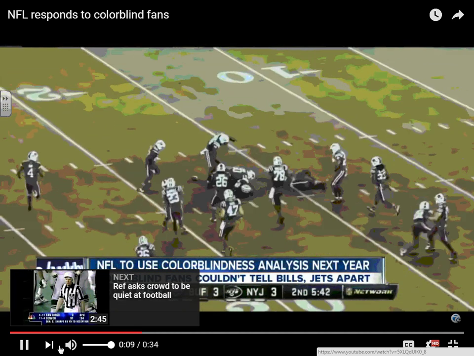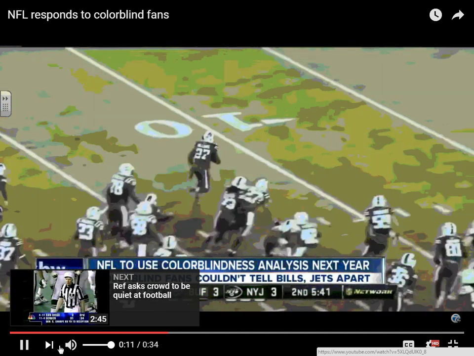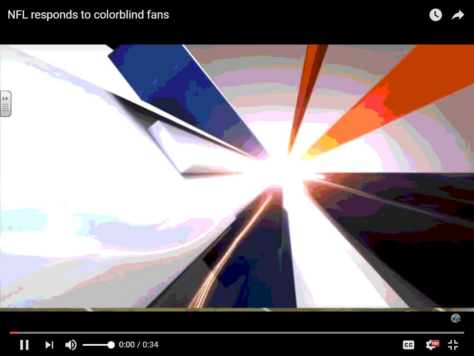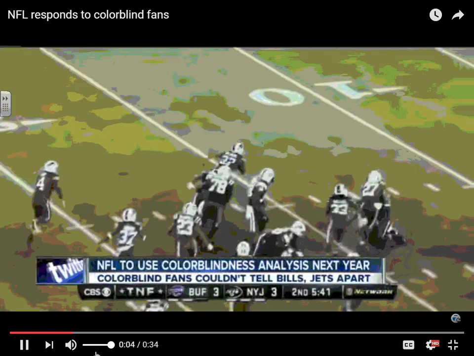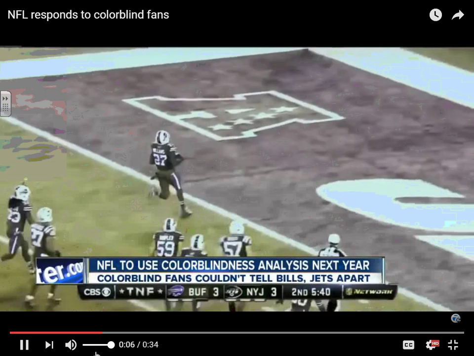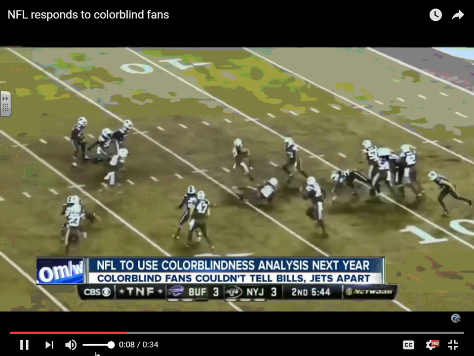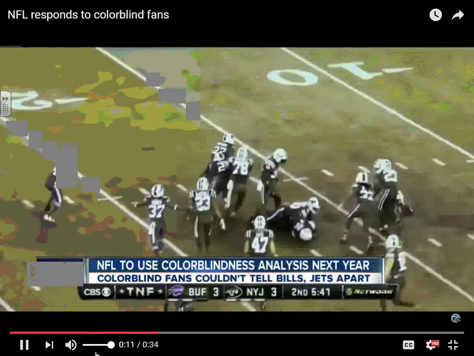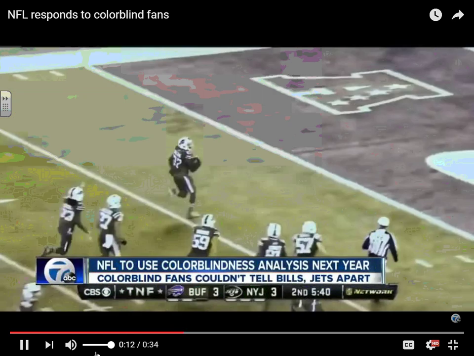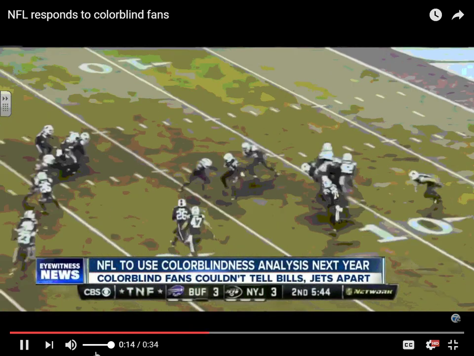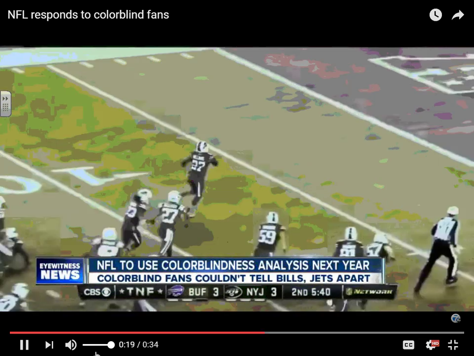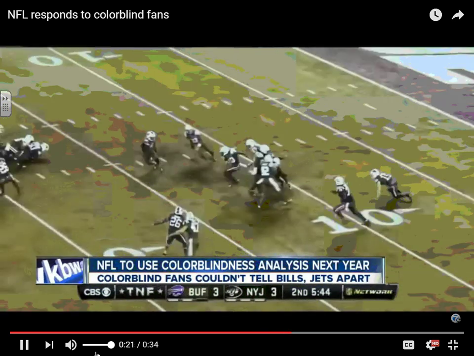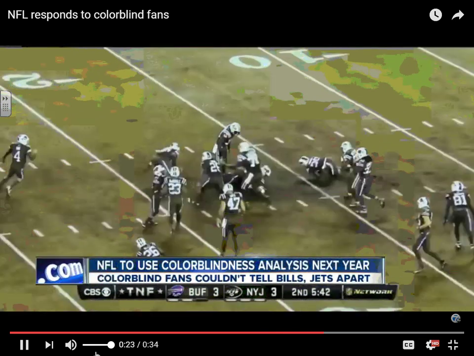Because some fans who are colorblind could not tell the two teams apart. Most of us saw a rush of color when the Bills beat the Jets last night in New Jersey, but others didn't. And it's causing quite the debate online. That's because some fans who are colorblind could not tell the two teams apart. Deadspin posting this video showing what it looks like to watch the game when you're colorblind. The league says it will incorporate a color blindness analysis when designing jerseys for next season.